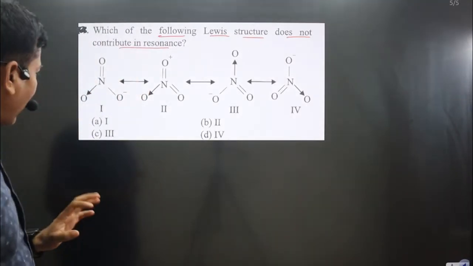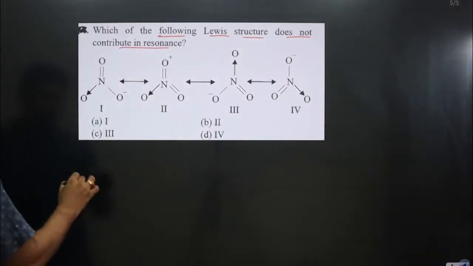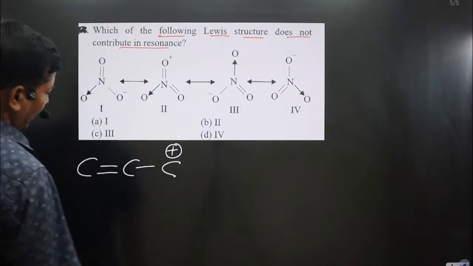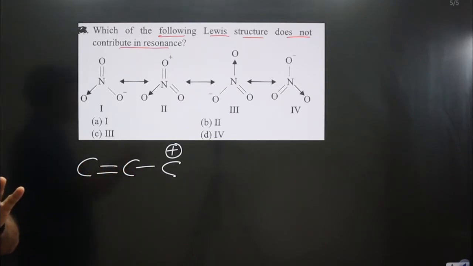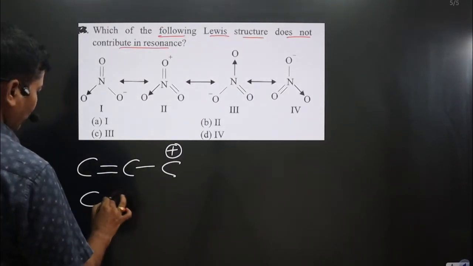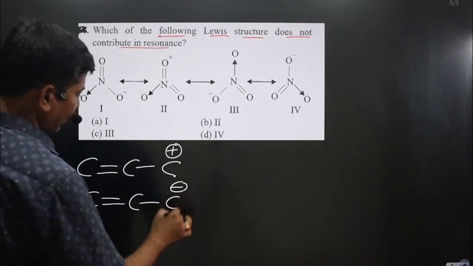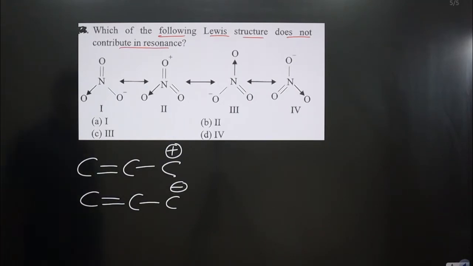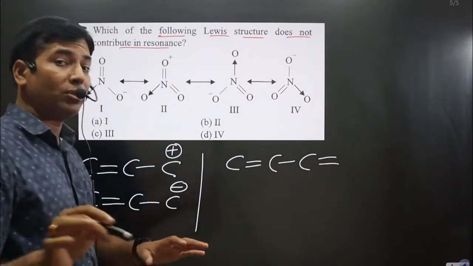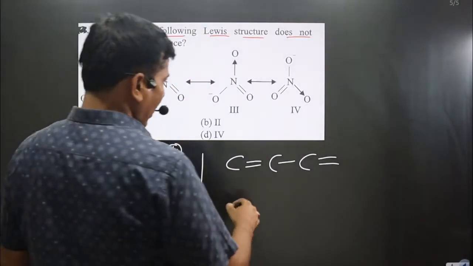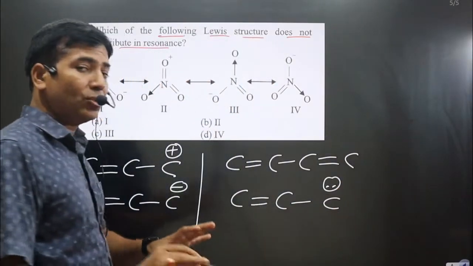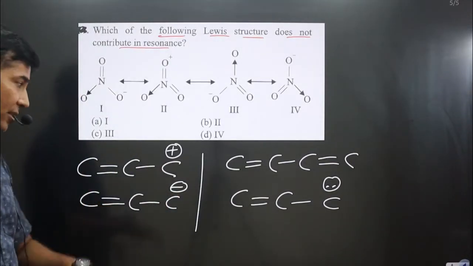And how do we identify a conjugated system? Pay attention carefully. If we have a double bond, single bond, and then a positive charge, it is considered a conjugated system. If we have a double bond, single bond, and negative charge, this is also a conjugated system. If we have a double bond, single bond, then double bond, it is also a conjugated system. And if we have a double bond, then single bond, and then a lone pair, it is also considered a conjugated system. So these are the four cases.